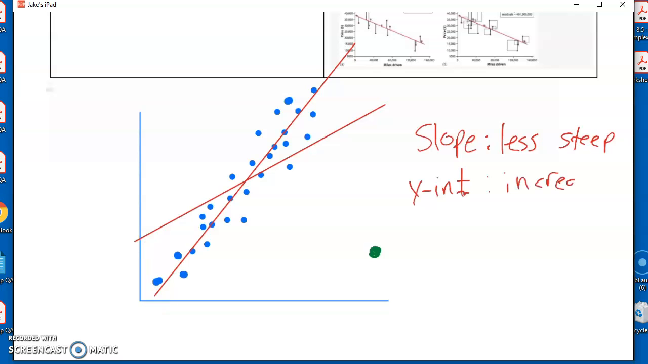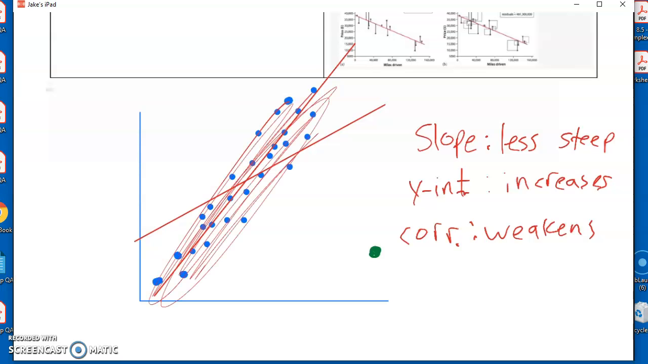So what happens to it? It increases. Then the other question you might get is what happens to the correlation if you add that green point? The correlation weakens. Another way to say it is it gets close to zero, because all the data points were pretty close together until that green point was added. It just weakens the correlation, and they're not all as close together as they were before the outlier.